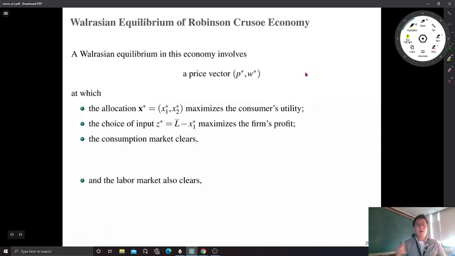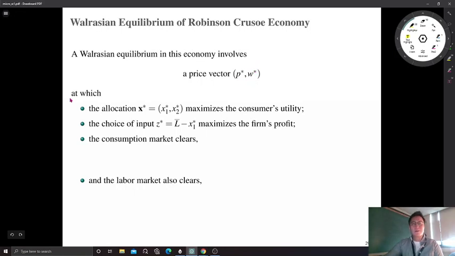All right. So what is an equilibrium? Remember, to be an equilibrium, no economic values should change. If something changes, then that is not a stable status, so it cannot be seen as an equilibrium. So how do you define equilibrium in this economy? A Walrasian equilibrium in this economy involves one price vector, P star and W star: the price of the good and the equilibrium wage per hour.